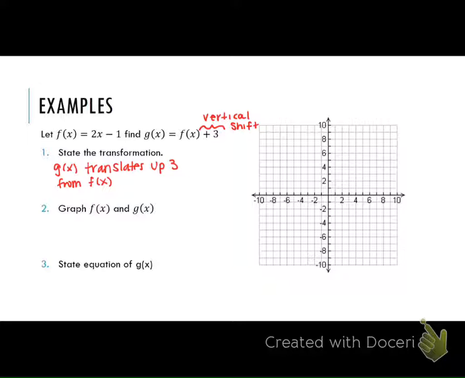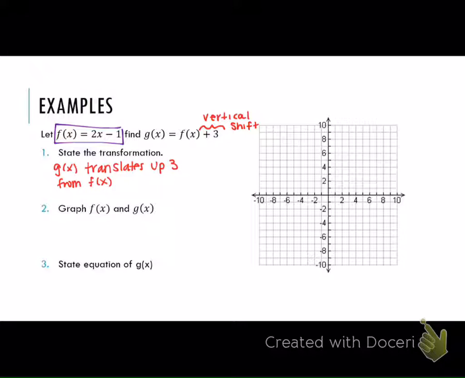We're going to graph f of x first, and then we're going to shift it. I started at 1 and went up 2, over 1, up 2, over 1. I'm graphing f of x. If you're still confused, please let me know. f of x is 2x minus 1. Guys, if you're ever confused, just let me know. It's okay. It doesn't bother me.